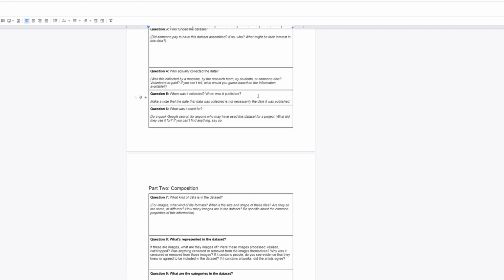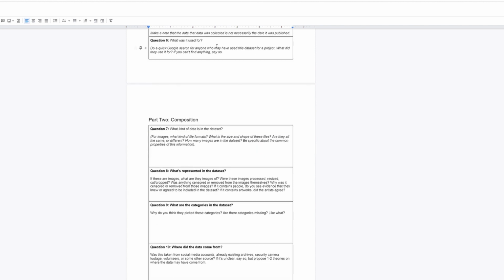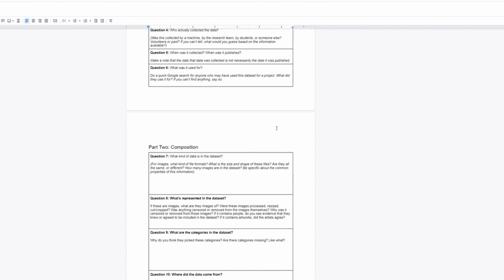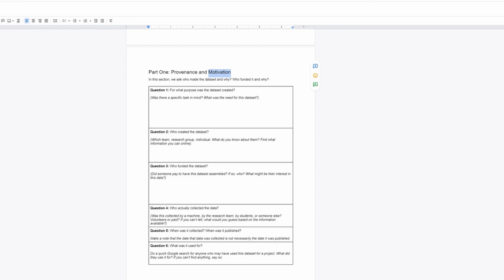When was it collected? When was it published? We know it was published about a month ago. We don't know if it was collected at the same time. What was it used for? Well, you can do a Google search, or you can see the related notebooks at the bottom to see how it was used. All right, so we've got that.